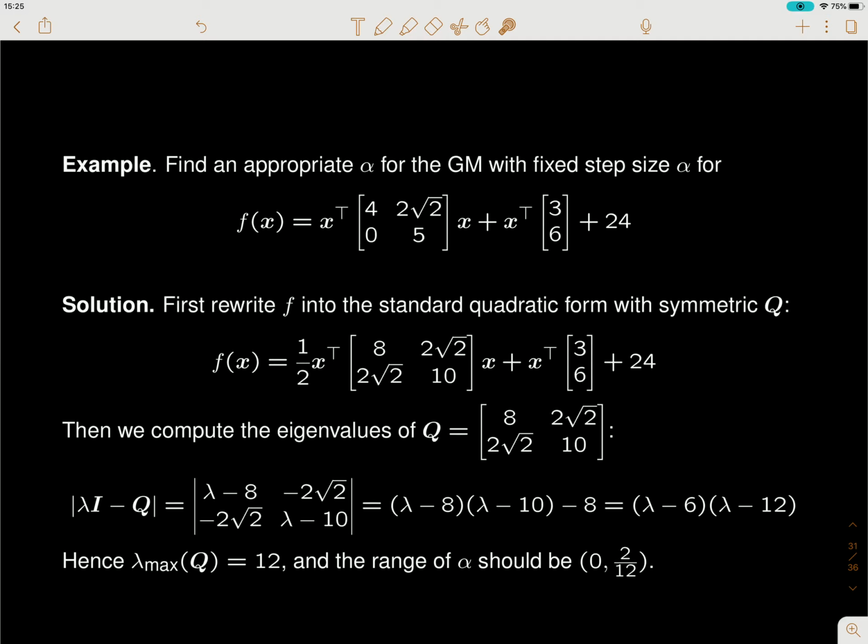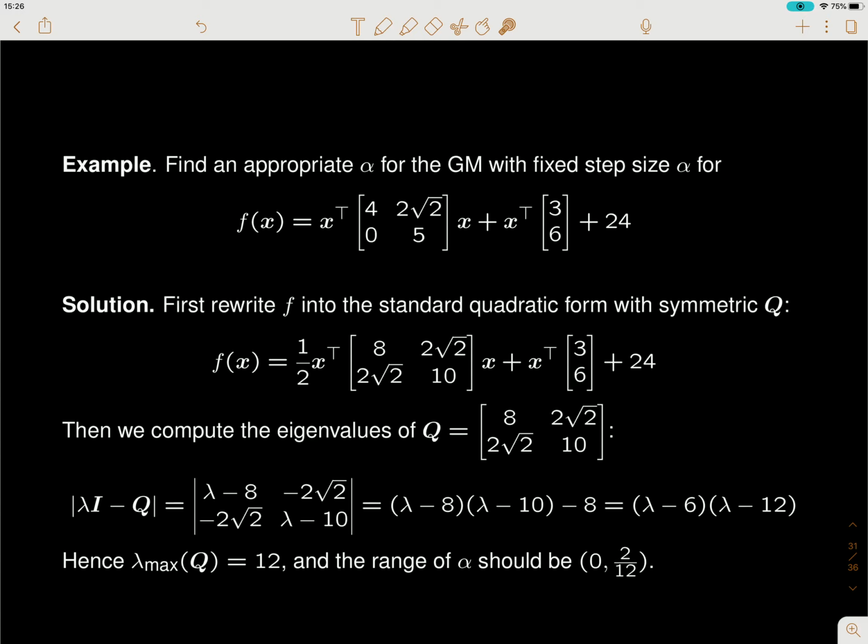Okay, and first we need to convert this into the standard quadratic form, which means we need to add this matrix A with its transpose, and then we call this Q. By doing that, we'll have the standard form.